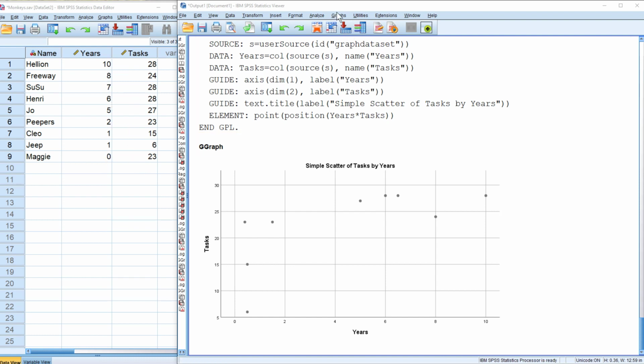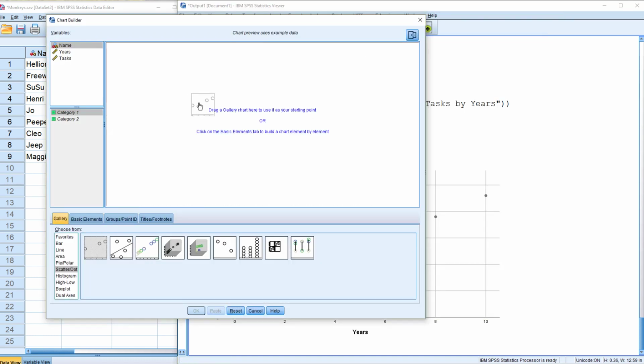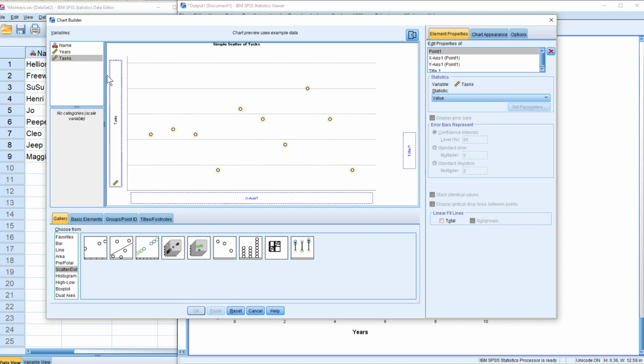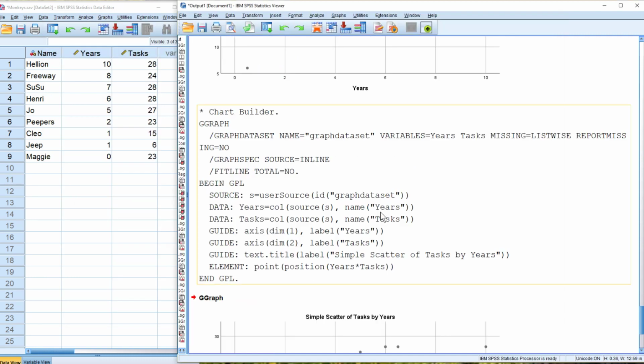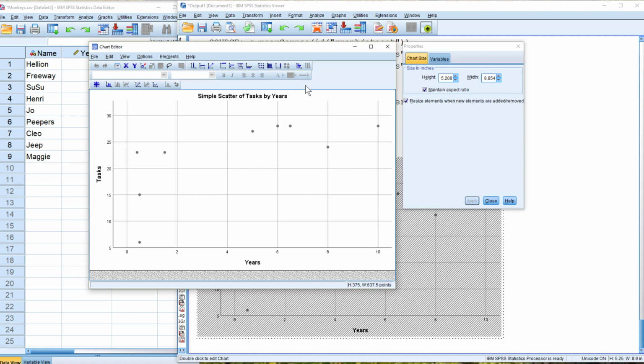So I've got the graph there, but let's go through the process of very quickly drawing it. So we've got our scatter plot. The variable we're trying to predict, or the outcome variable, or the dependent variable would go on the y-axis, so that's the tasks. And the explanatory variable, or the independent variable, would go on the x-axis. So let's have a look at this. Now, we don't have a lot of data points here, but we can still fit a line.